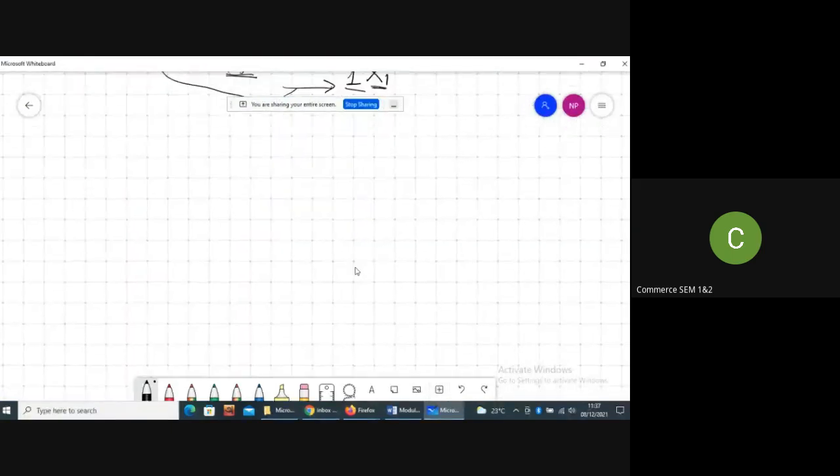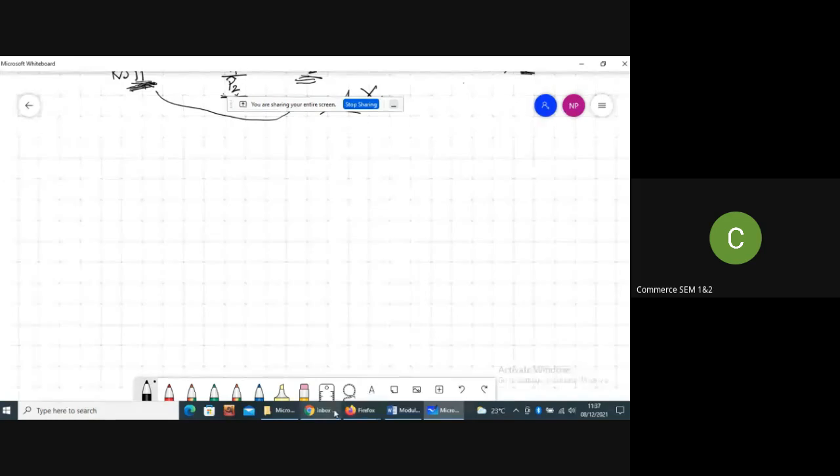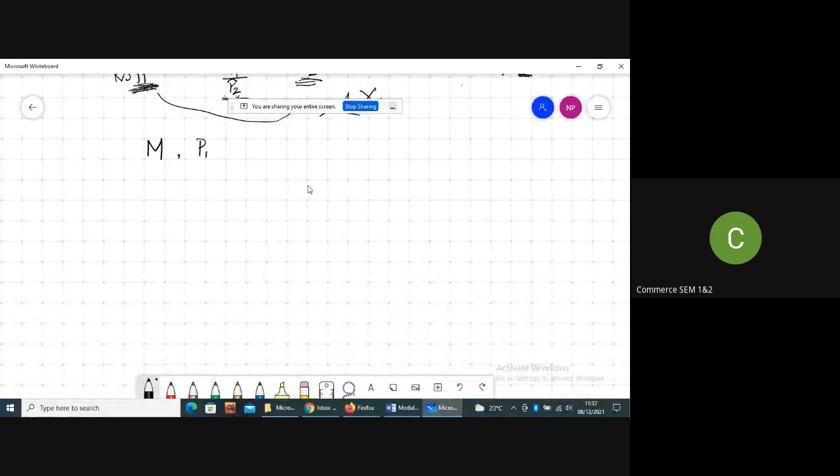If there are any difficulties, you can tell me. Now we will discuss some changes. So we have 3 parameters here, 3 variables. One is money income, another is the price of commodity 1, and another is the price of commodity 2. Now if any one of these 3 variables changes while keeping the other 2 constant, how will our budget line change, we will study that.